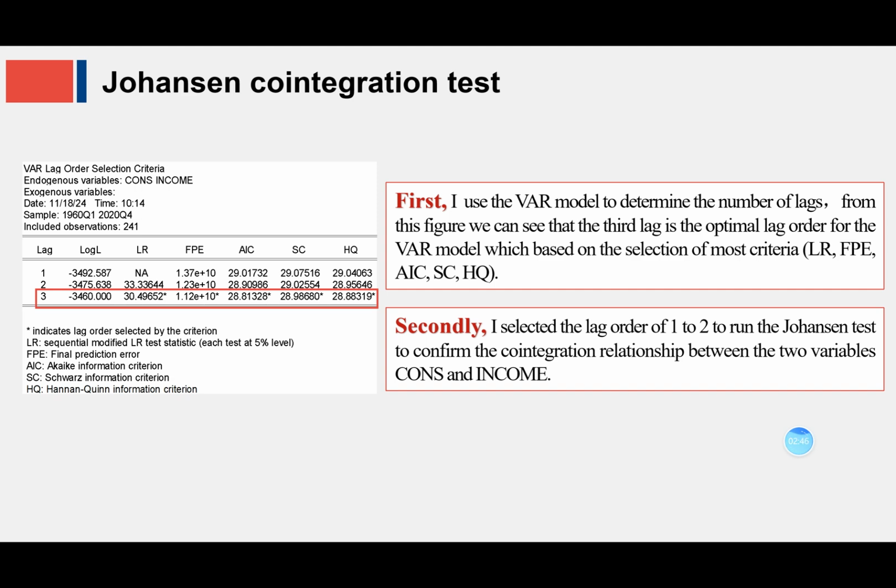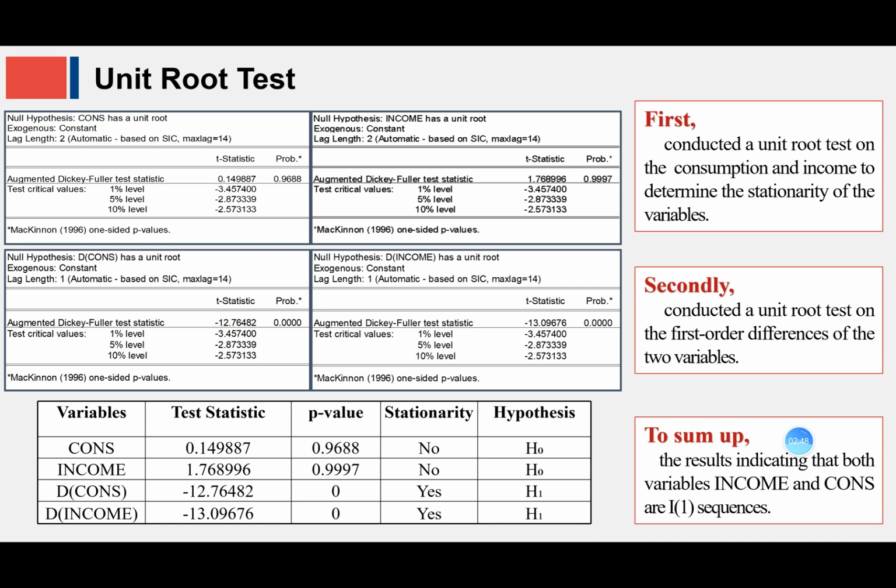So I conducted the unit root test on the first-order differences of the two variables. We can see the t-values are all less than the critical values at the significance levels, and the p-value is 0. We can reject the hypothesis. To sum up, both variables, income and consumption, are I(1) sequences.